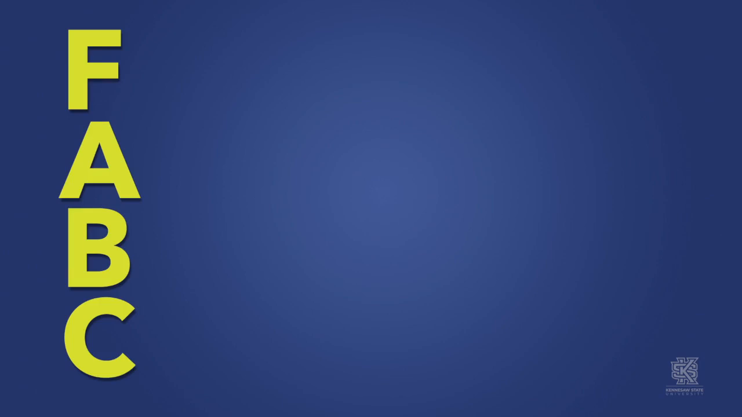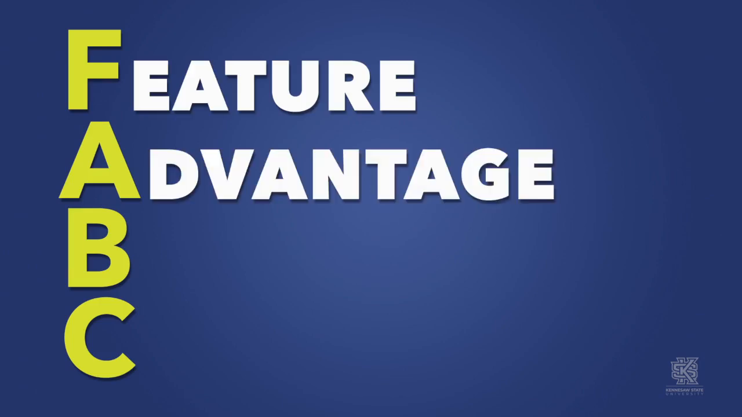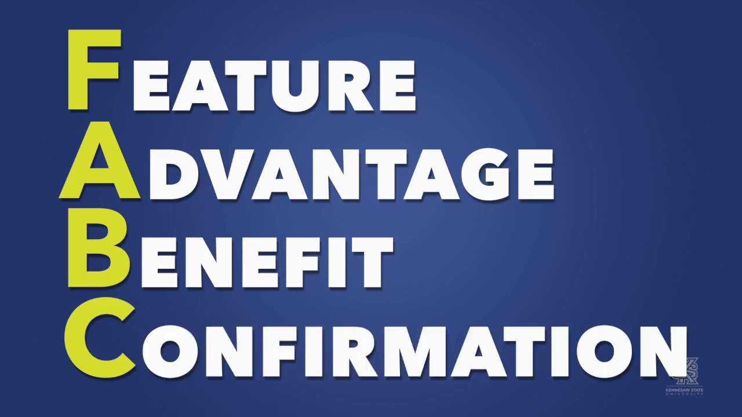Step 1 is presenting a feature. Step 2 is describing the advantage of the feature. Step 3 is presenting the benefit associated with the feature. And finally, step 4 is getting feedback from the prospect to determine how they feel about the solution with what's called a confirmation question.